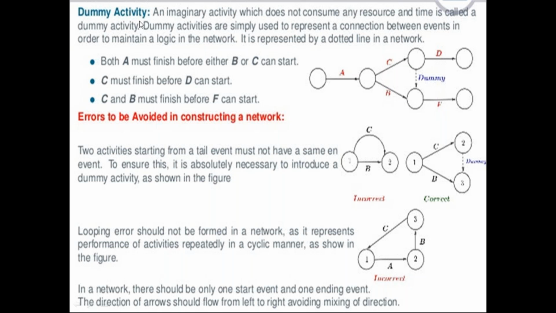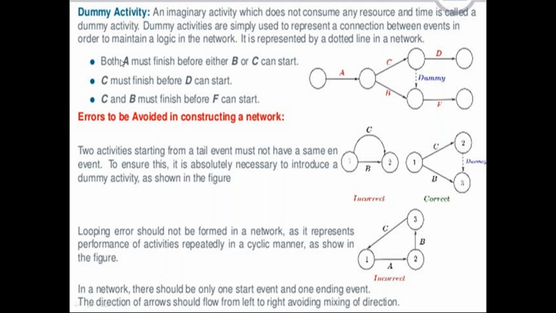Next thing is the dummy activity. An imaginary activity which does not consume any resource and time is called a dummy activity. So dummy activities are simply used to represent a connection or relation between two events in order to maintain the logic in the network. It is represented by a dotted line in the network. So here we can see the dummy activity over here.